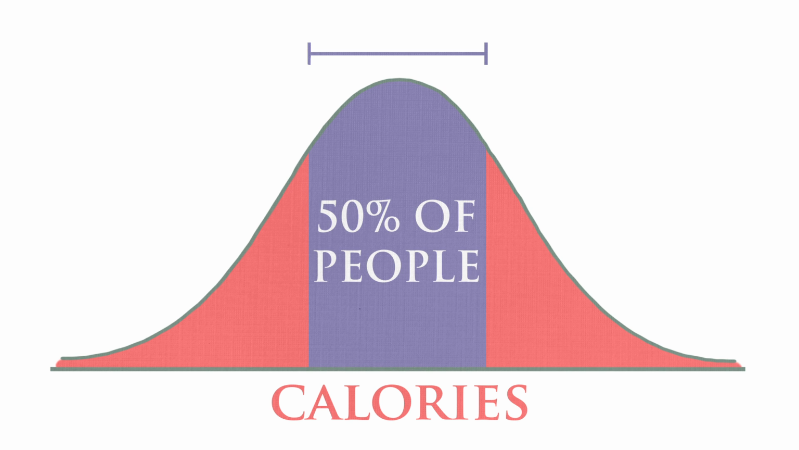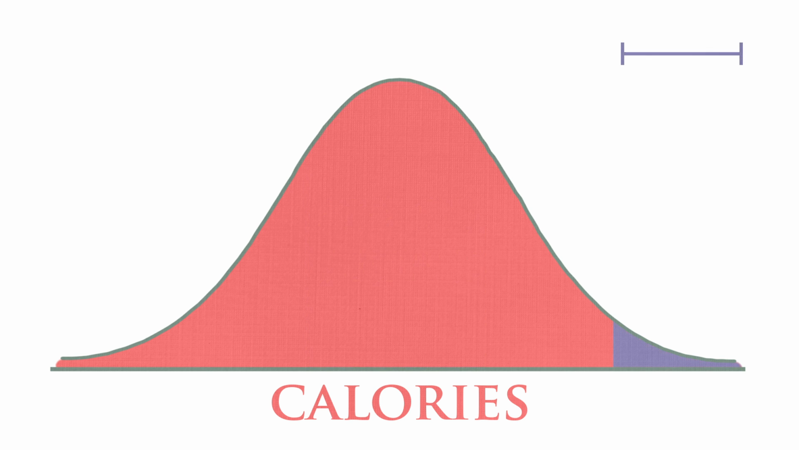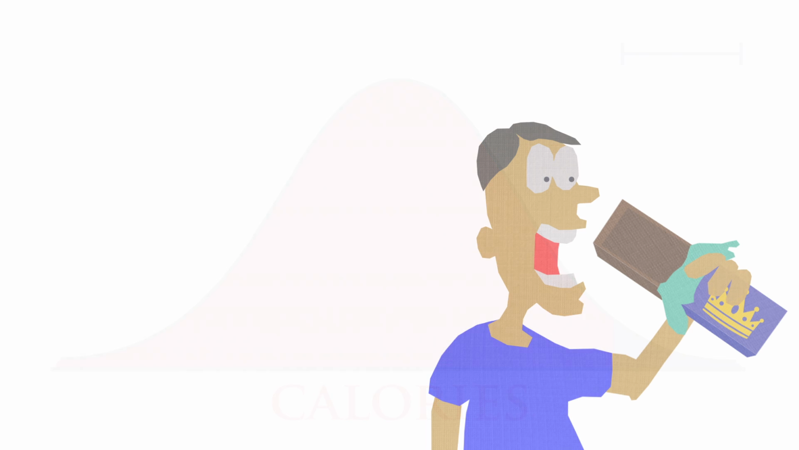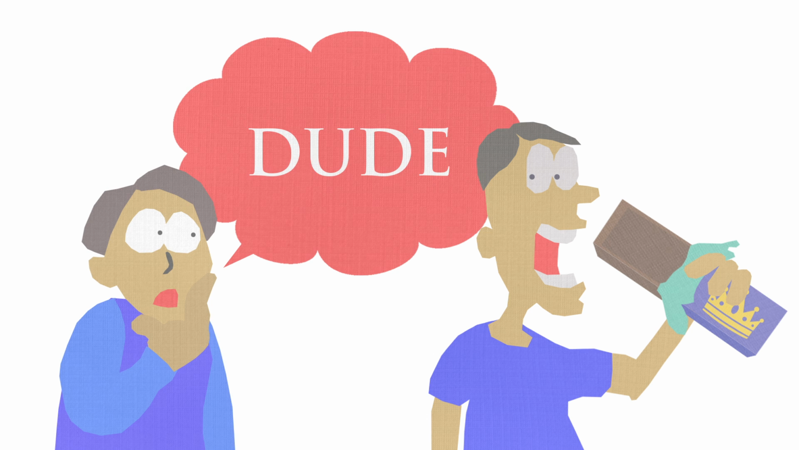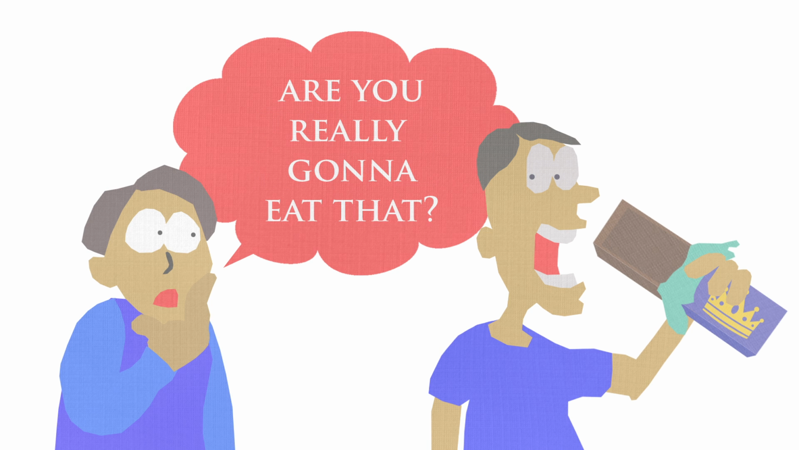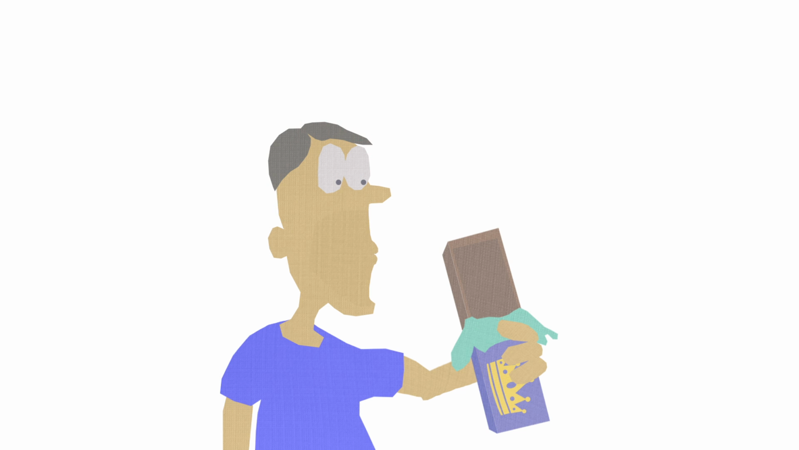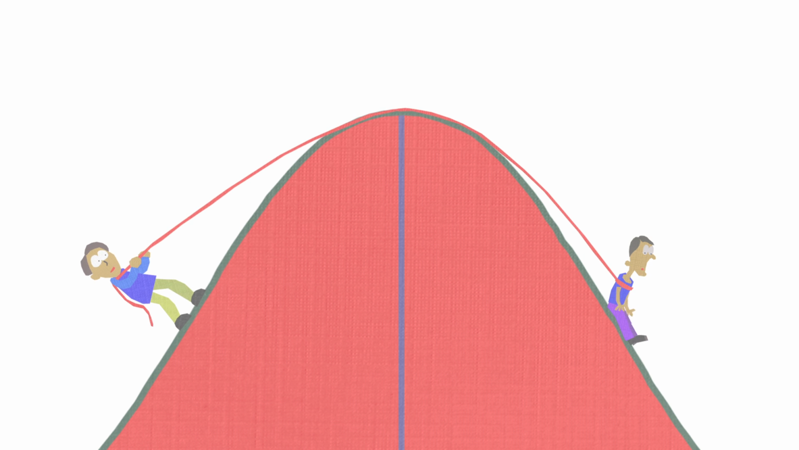So what happens if a person picks a snack that's way beyond the social norm, like a 500-calorie king-size candy bar? A friend might comment, dude, that's a big snack. Are you really going to eat that? That friend has a kind of power, exercising peer pressure. That friend pulls a person's behavior in one direction.